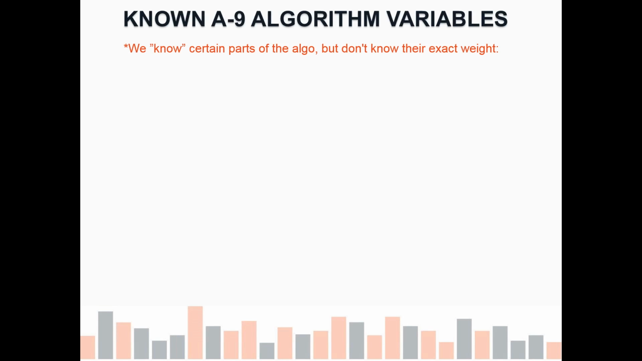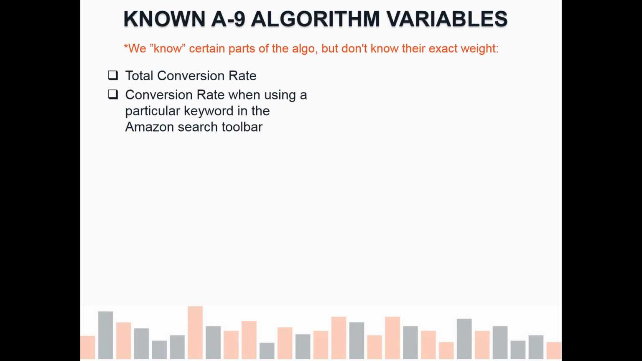Now, we know certain parts of the algorithm based upon either information that's told to us from the A9 team or ex-Amazon employees, or by repeatable experience on the channel, testing out certain changes and then seeing how those changes actually affect the ranking results for your products.